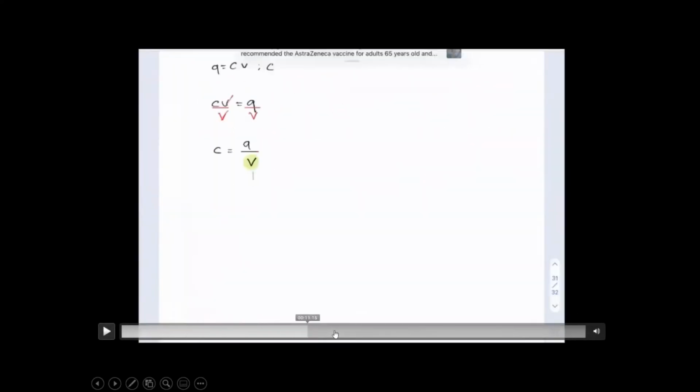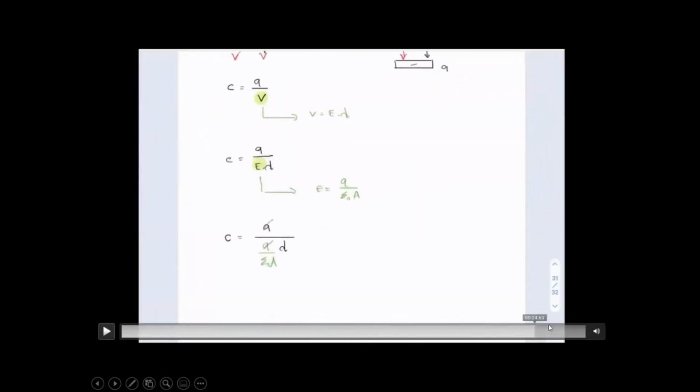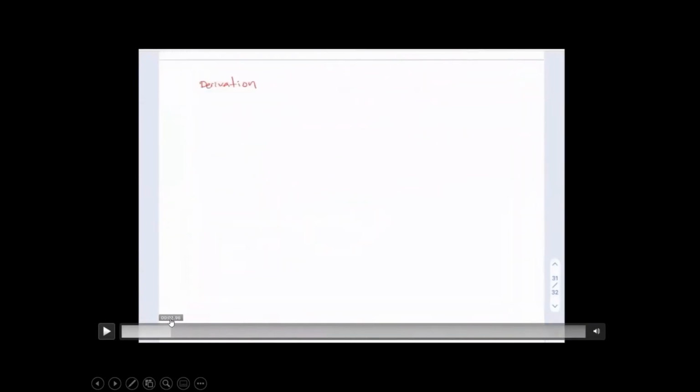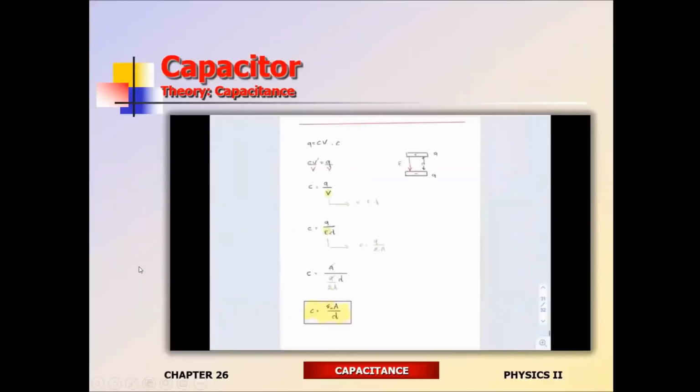All right, so this was straightforward. Okay, so this is the way you will do every single problem that requires capacitance. All right, so if you're looking for the capacitance of any geometry, basically you step through it this way.